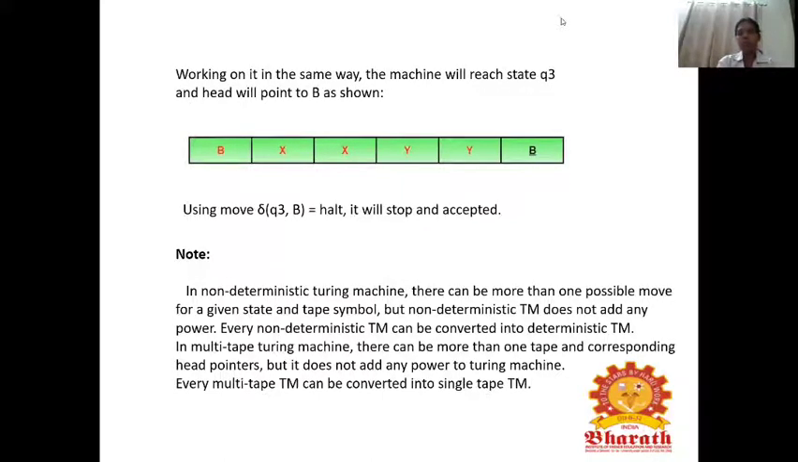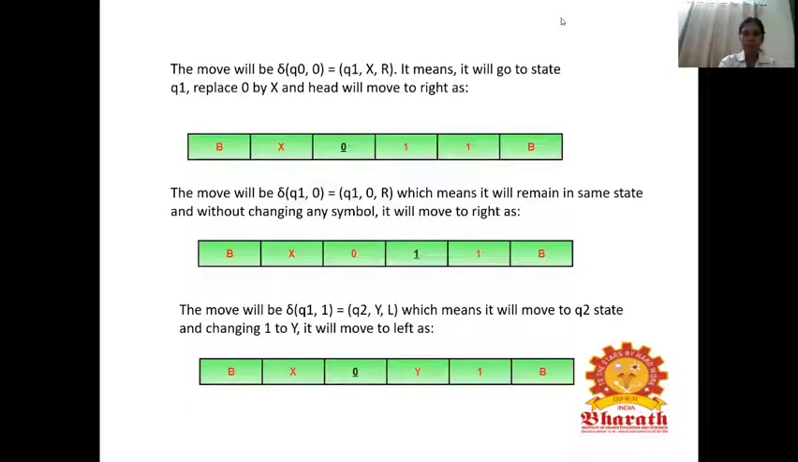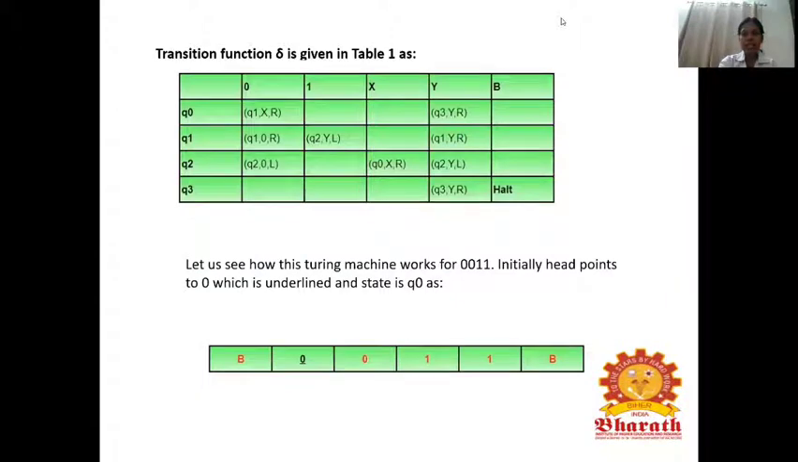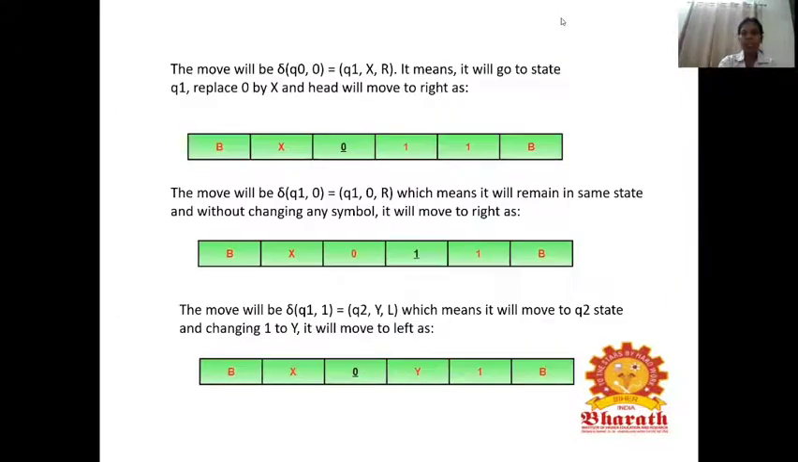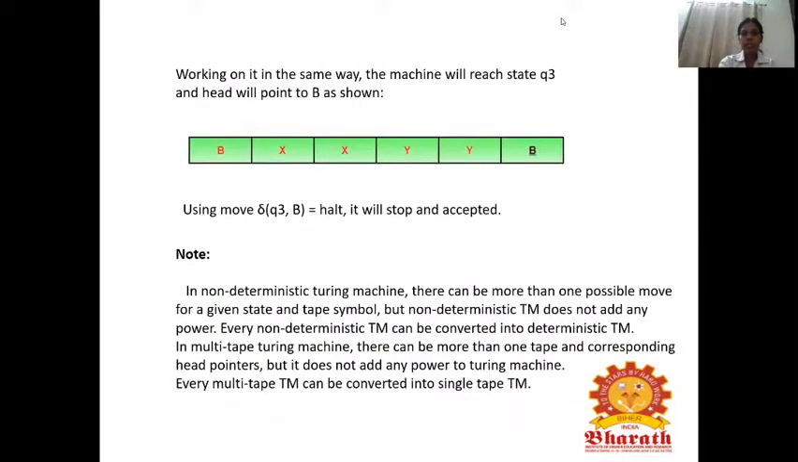So using this move, that is delta of Q3, B is equal to halt. Halt means it will be stopped, or it will be accepted. So this Turing machine will accept. We have found out that finally for this input string 0011, this Turing machine is accepted.